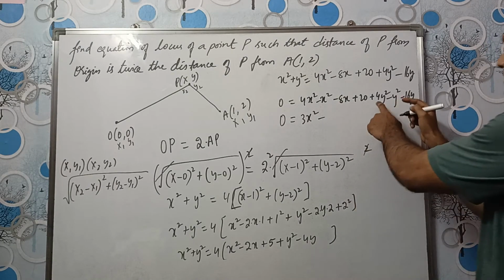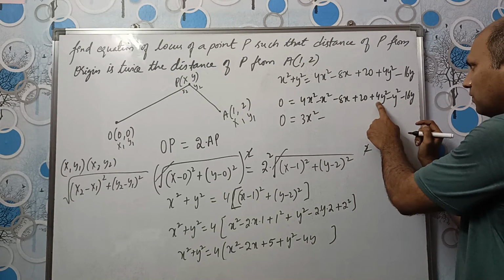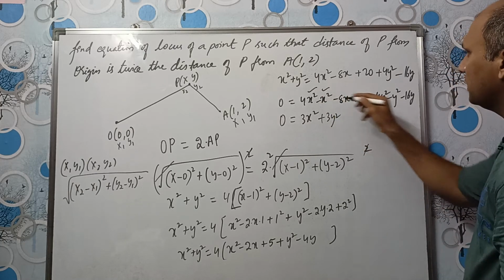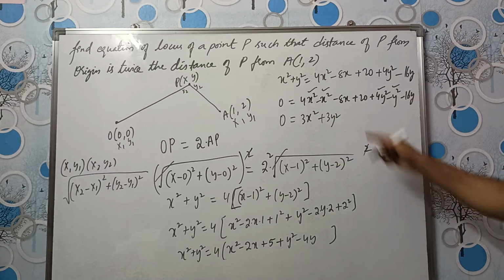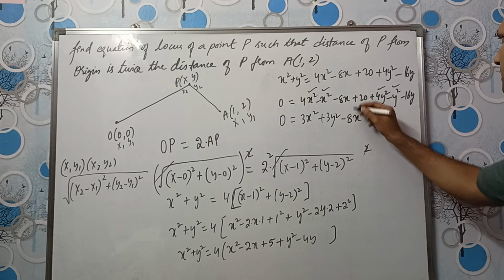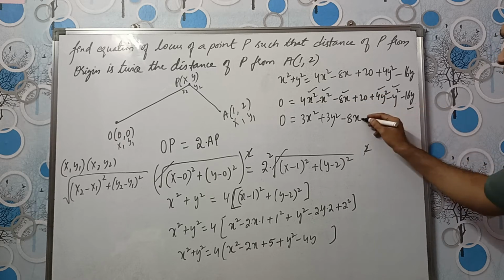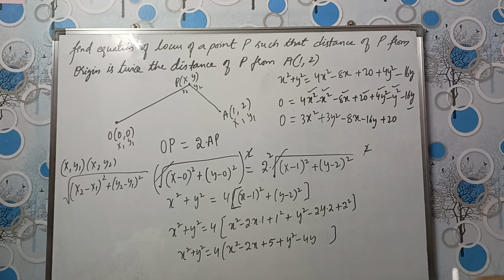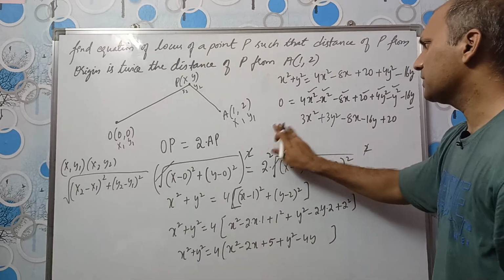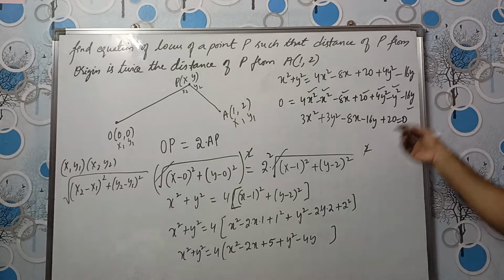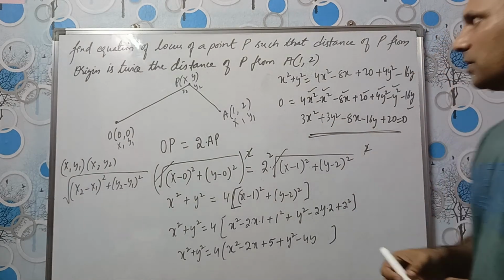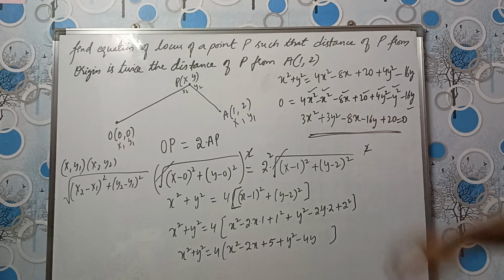Let us write y square term. 4y square minus y square will be 3y square. So we are done with these 4 terms now. What do we have? Minus 8x, this is done, minus 16y plus 20. So this is the equation of the locus, or we can write it is equal to 0 also. This is the equation of the locus of point P which is satisfying this condition.